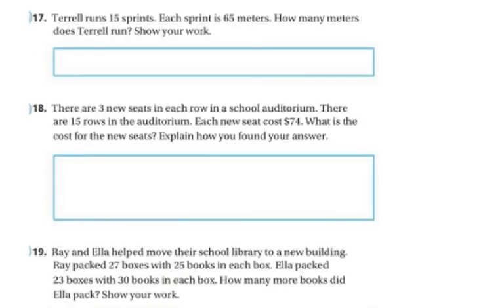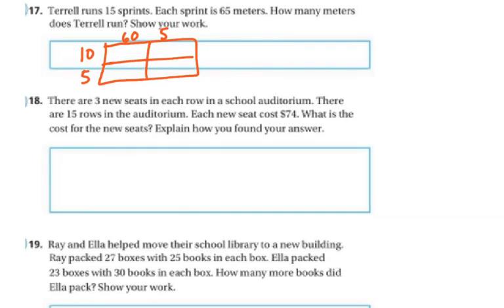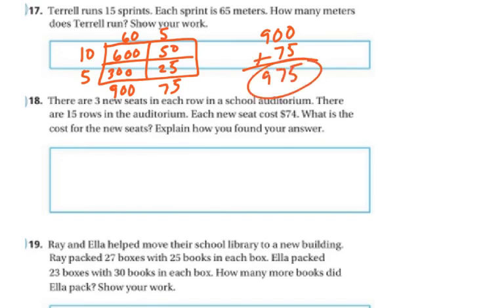Terrell runs 15 sprints. Each sprint is 65 meters. How many meters does she run? Show your work. All right, I'm just going to do an area model on these because I know it's faster for some of you. So 6 times 1 is 6, and I've got my 2 zeros, so this is 600. 10 times 5 is 50. 60 times 5, well, 6 times 5 is 30, add my 0, and then I've got 5 times 5, which is 25. Add these up, I get 600 plus 300 is 900 on this side, and then I've got 75 on this side, 975. So the answer is 975.